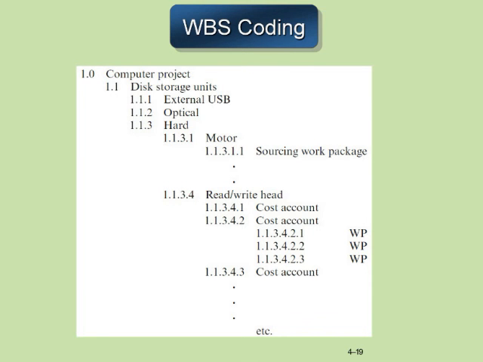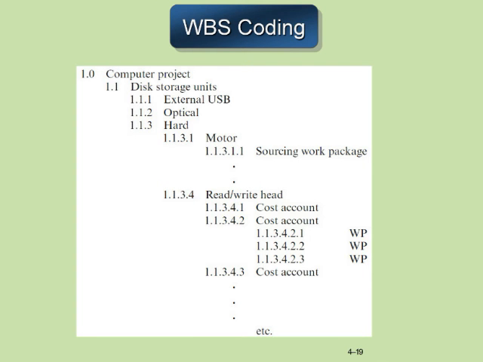So what you're seeing here is a way to code a work breakdown structure. And in fact, it's another way to represent a WBS. The work breakdown structure you saw earlier was almost like an organizational chart diagram. And this is a work breakdown structure done in outline form with the coding already included. So you can see the top level computer project is given the 1.0 designation. Our main deliverables are identified by 1.1 disk storage unit. 1.2 would be another main deliverable, 1.3 down the line.